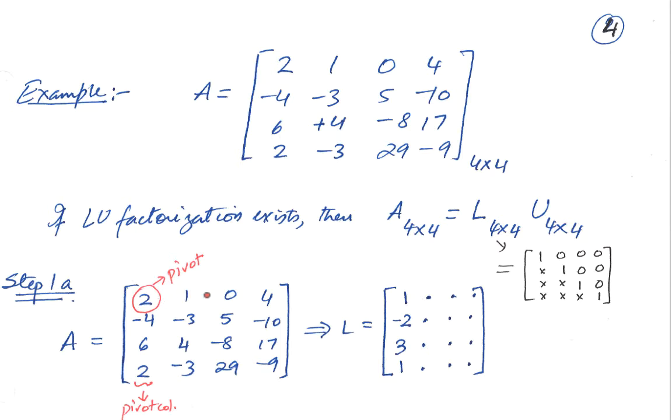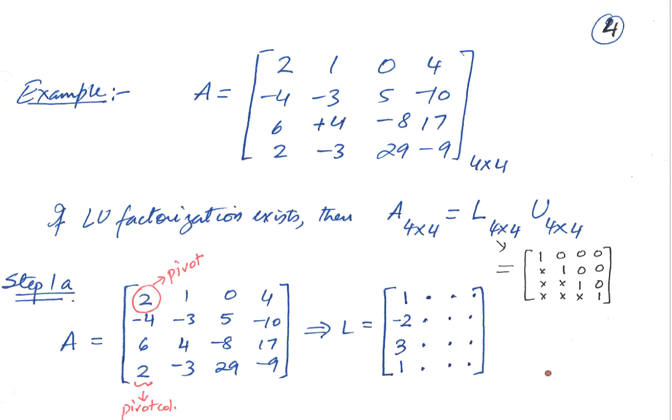The very first thing you do is look at the very first column, and match it with the column of A. Here it is not 1. So what we normally do is make this 1 by dividing this whole pivot column by the first element, 2. When we divide by 2, we get the first column of the L matrix, which is 1, minus 2, 3, and 1. So we have been able to get the first column.